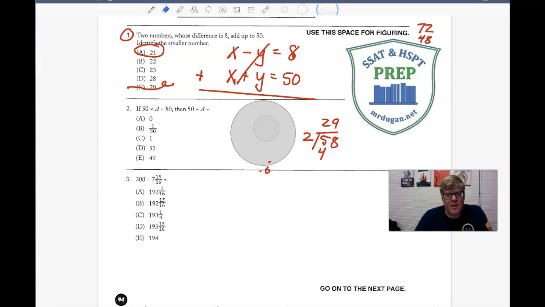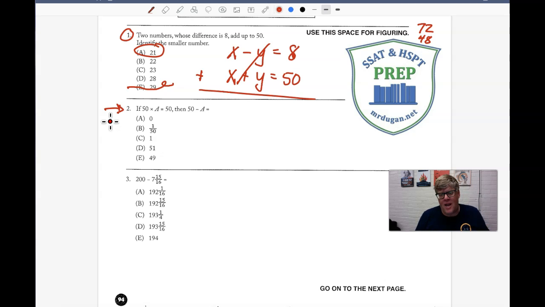Now there's other ways to solve that by plugging and chugging and just trying it, okay? Number two is I think a lot easier, but you got to get number two right. 50 times a number is 50. Well, that number is 1, right? 50 times 1 is 50. Then 50 minus 1 is 49. No problem. All right, that's easy.